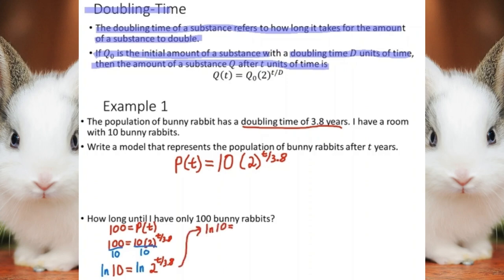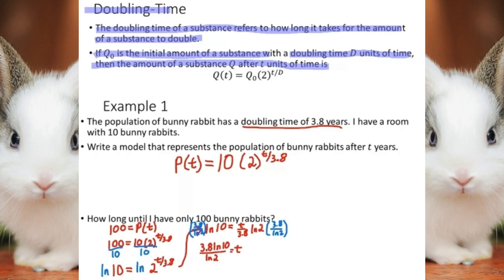So on the left-hand side, I have the natural log of 10. On the right-hand side, I can apply the power rule for logs, and I have natural log of 10 equals t over 3.8 natural log of 2. Now to finish solving for t, I would have to divide both sides by the natural log of 2 and multiply both sides by 3.8. That would be the same as multiplying both sides of my equation by 3.8 over the natural log of 2.